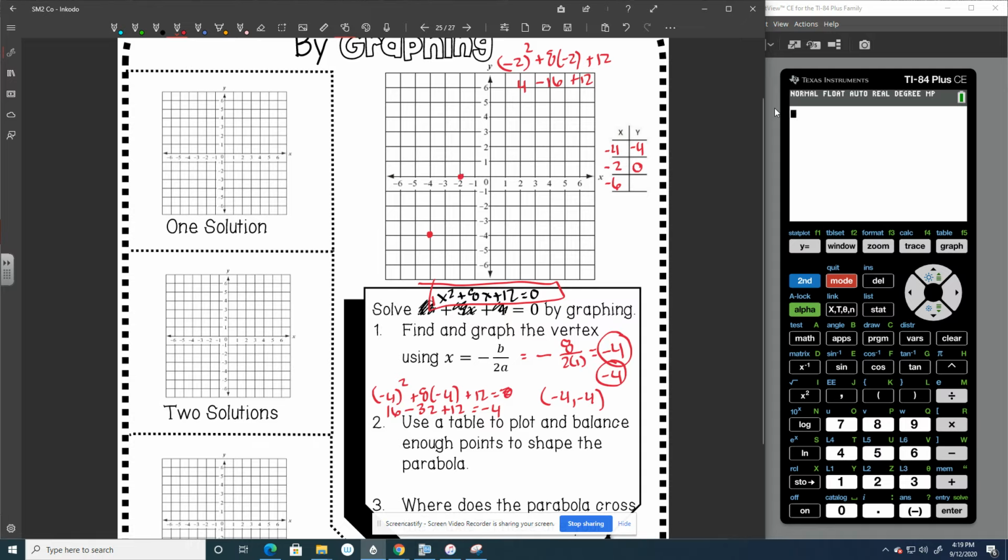Now when I plug in a negative 6, negative 6 squared plus 8 times negative 6 plus 12 gives me 36 over here. 8 times negative 6 is negative 48, and then a plus 12, which again, when I add all that together, I end up with another 0. So if I go over to negative 6, 0, this is what my graph is going to look like. Something like this, okay? And all that smooth.